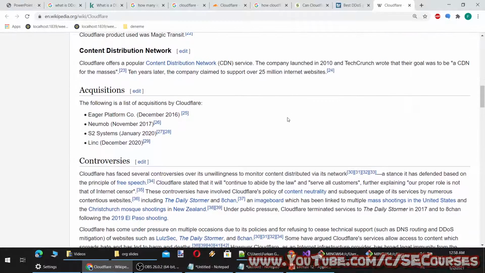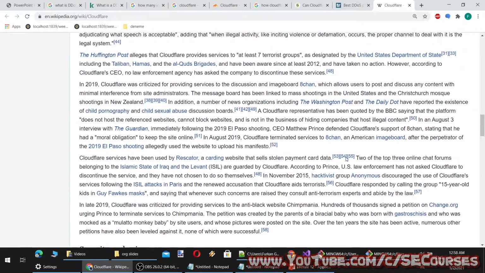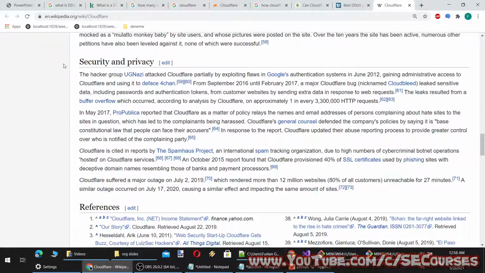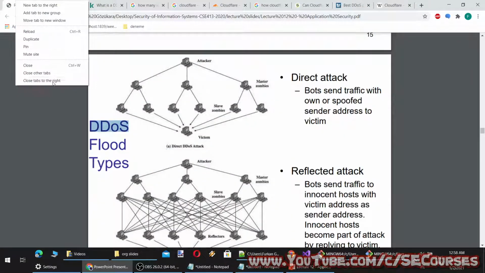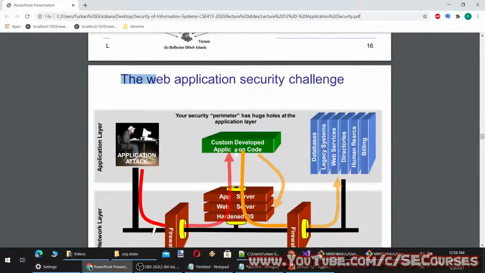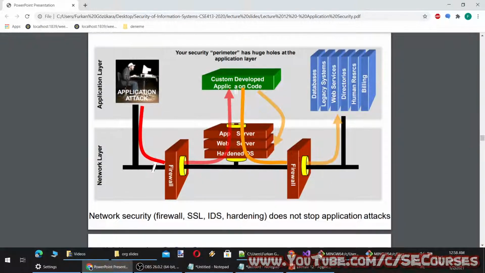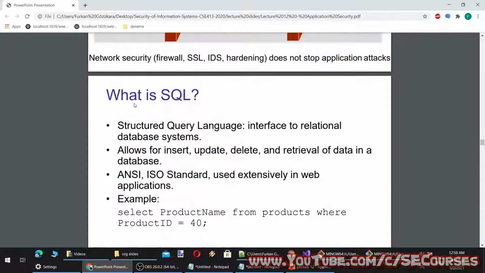Okay, controversies, security and privacy. Anyway, I will just continue. So now you know DDoS as well. The web application security challenge: application attacks which can be prevented by a firewall, custom developed application code, application server, web server, hardened operating system, another firewall.